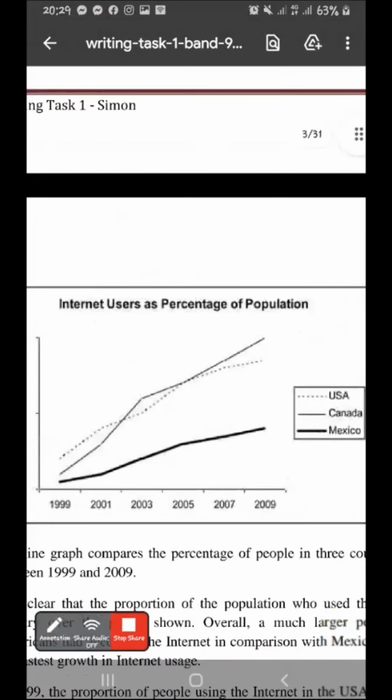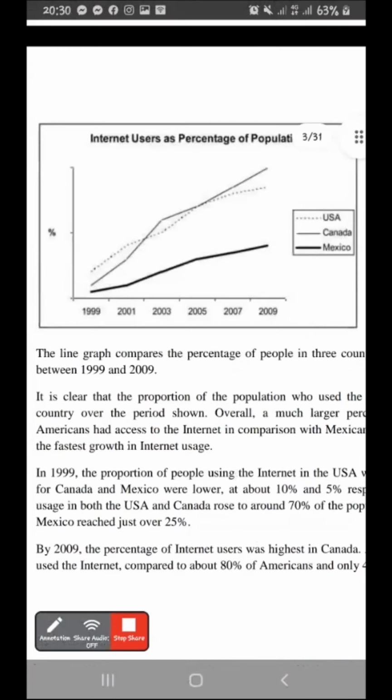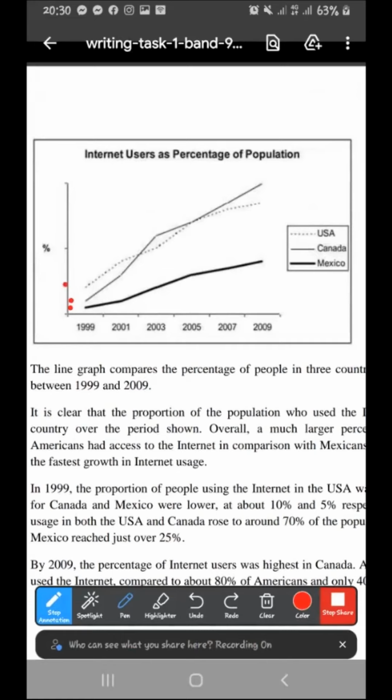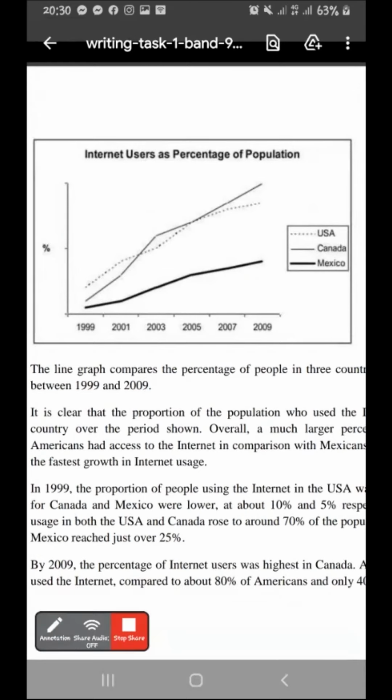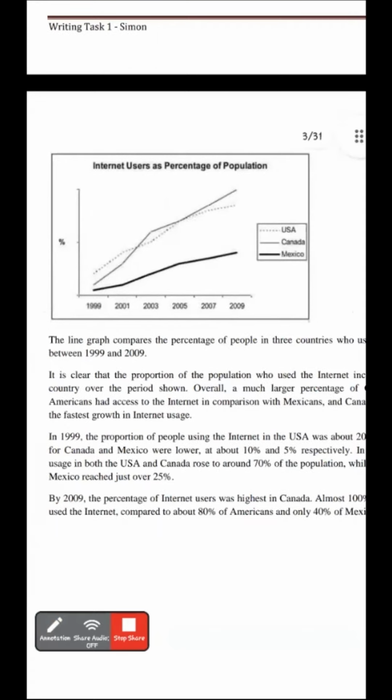So actually it depends on the percentage. You'd have to mark the percentage. For instance, if this is 5, if this is 10, this is 20, this is 25, this is 30, and so on and so forth. Okay. Now, in conclusion, what happens? By 2009, the percentage of internet users was highest in Canada.